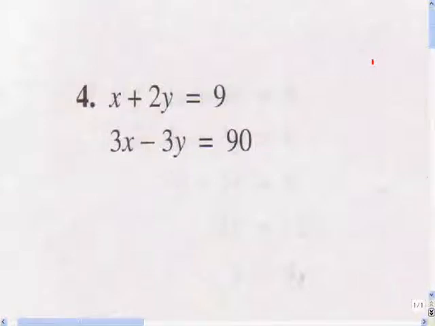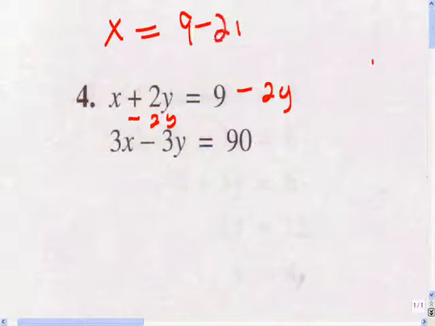Okay, so I'm going to use the substitution method here because there's no number next to this x. I'm going to take away 2y from both sides. That's going to give me x equals 9 minus 2y. Then I'm going to substitute down here. Wherever I see x, I'm going to write 9 minus 2y.